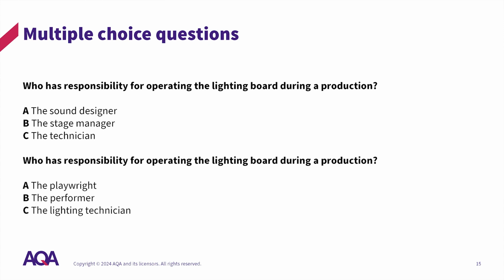However, in contrast to this question, in this second example, options A and B are not plausible and option C gives away too much information, meaning that a student who had no knowledge or understanding of theatre roles could very easily guess the correct answer via the use of the word lighting in both the question and in the answer, which means that this would not be a valid Section A question.